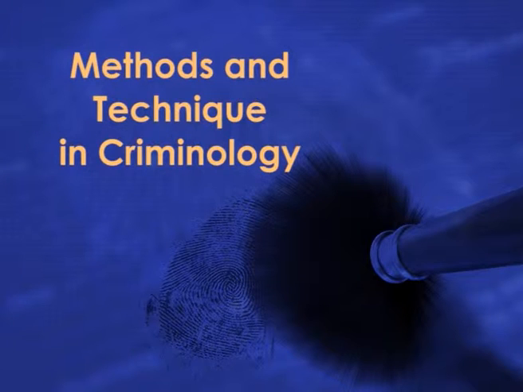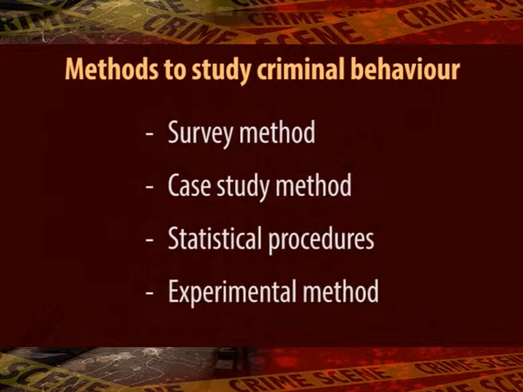Let us now discuss the last concept in this episode that deals with the different methods and techniques used in the field of criminology. For the study of criminal behavior, criminologists generally use 4 different types of methods. These are survey method, case study method, statistical procedures, and experimental methods. Let us discuss these methodologies one by one.